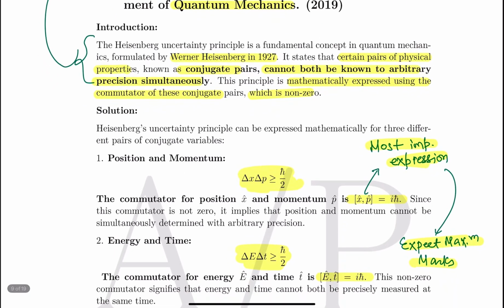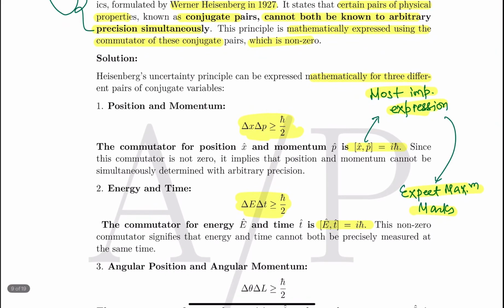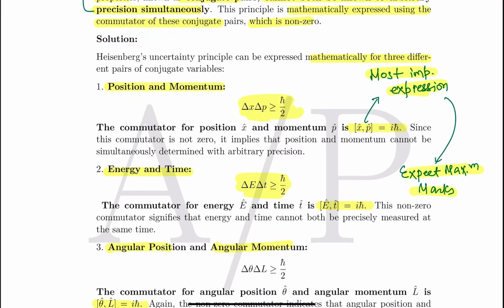So we know that Heisenberg's uncertainty principle can always be explicitly expressed in three different forms. The first form is position and momentum, the second form is energy and time, and the third form is angular position and angular momentum. Here, delta x times delta p, where delta represents the uncertainty in the measurement of position and momentum, is always greater than or equal to h bar by 2, and the commutator for the position x cap and momentum p cap is i h bar. As it is not zero, it implies that position and momentum cannot be simultaneously determined with arbitrary precision.